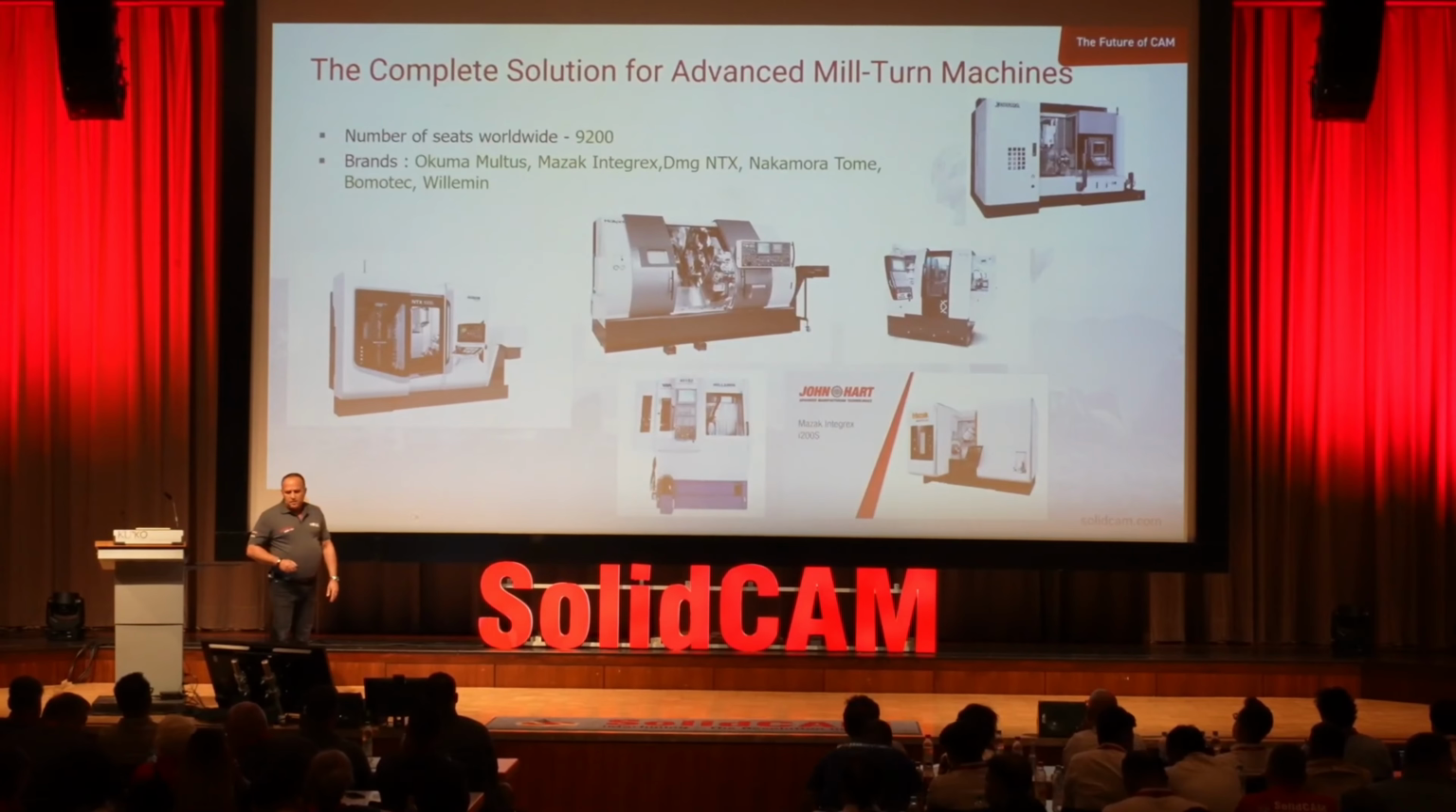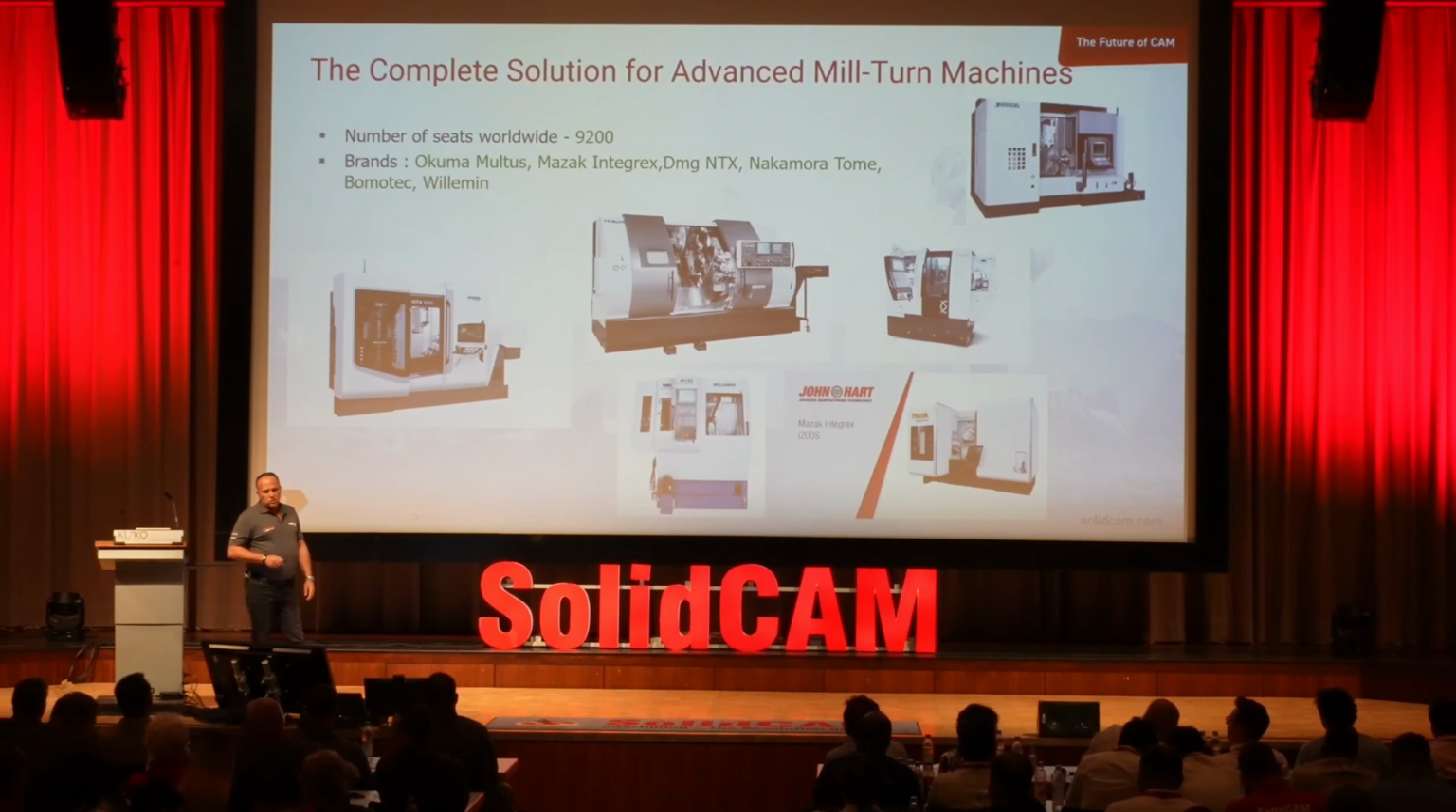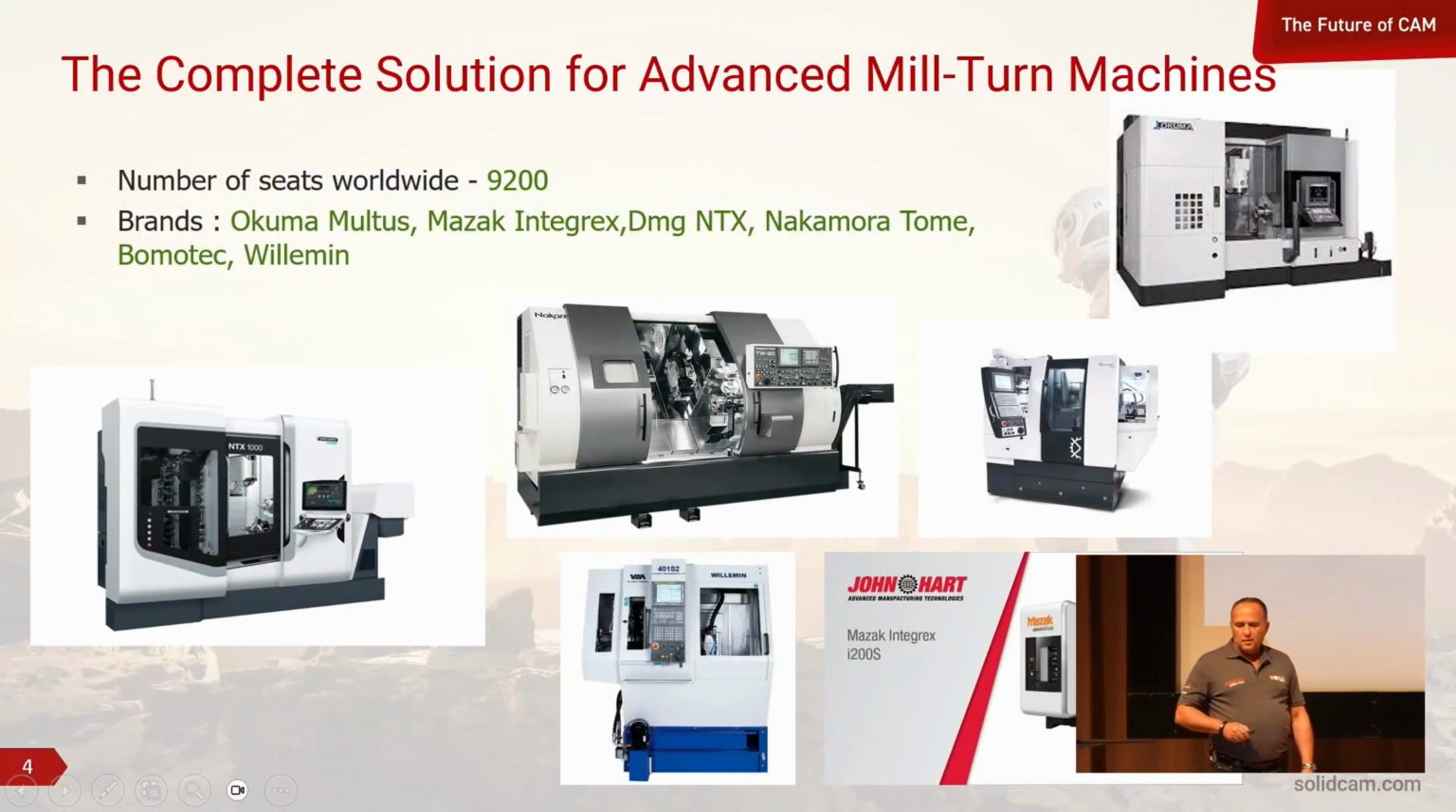So I will start with our high-end solution for mill turn, a complete solution for advanced mill turn machines. You know that more and more workshops today are equipped with mill turn machines. And what is the reason? The reason is that they want to finish the entire part, including all the milling and turning operations, in one setup, in one machine. And SolidCAM today gives them all the powerful and necessary tools they need to do it.